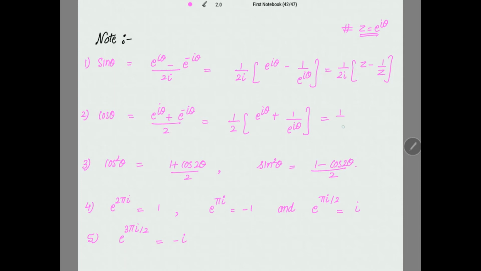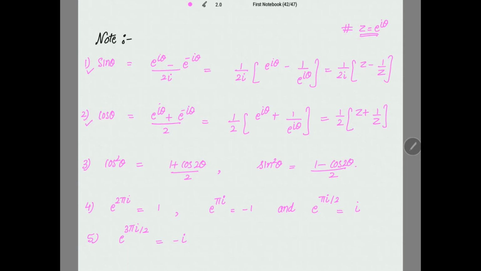Again, I am putting e to the power iota theta as z. So cos theta is z plus 1 over z, over 2. Please keep these two formulas in your mind. Then cos square theta, we know, is 1 plus cos 2 theta over 2. And sine square theta, again in terms of cos, is 1 minus cos 2 theta over 2.